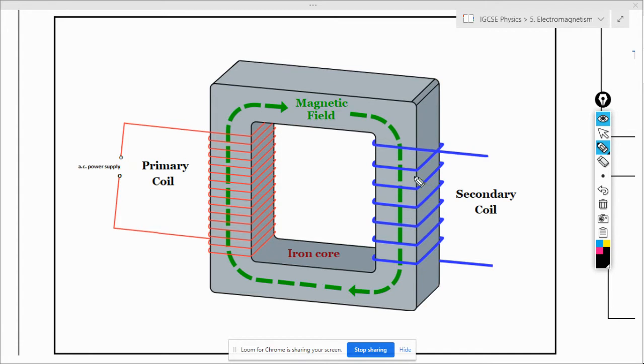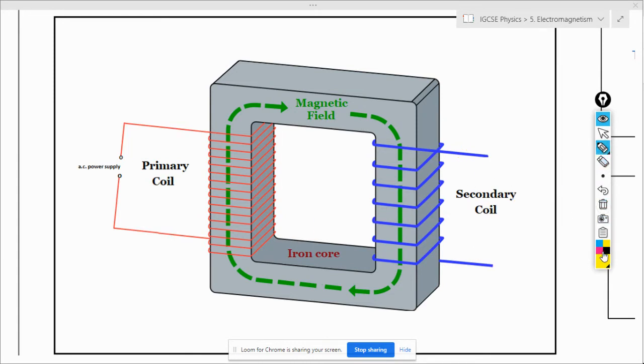Now, what happens when you have a changing magnetic field in a secondary coil? It induces a current, and that's where the current comes from in our secondary coil. That's where the current comes from to light up this lamp, because the magnetic field is alternating, it's constantly changing, meaning this secondary coil is constantly cutting field lines, meaning there's a constantly induced alternating current in your secondary coil. And essentially, that's how a transformer works.